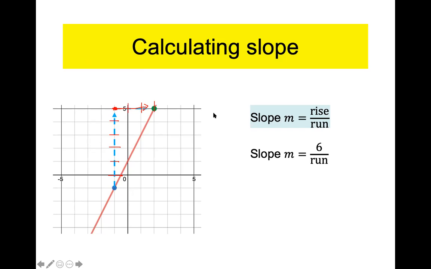So that would be a positive 3. So my run would be 3, and we reduce the fraction. 6/3 turns into 2. So m, or the slope, is equal to 2.